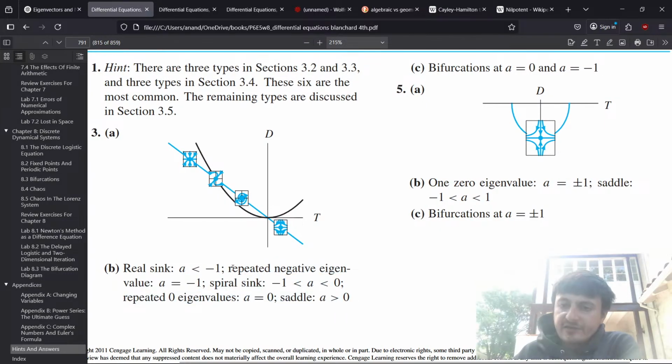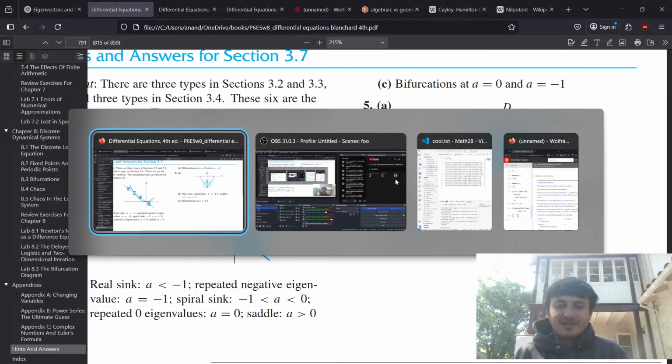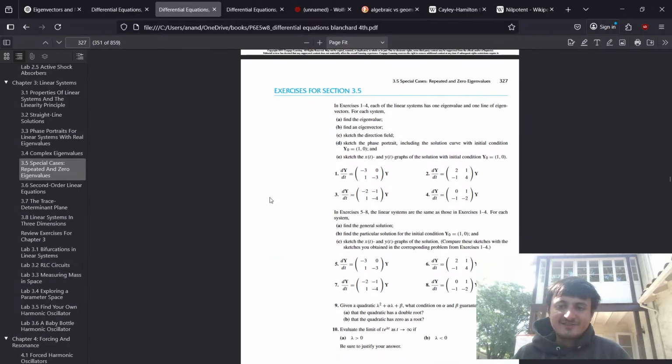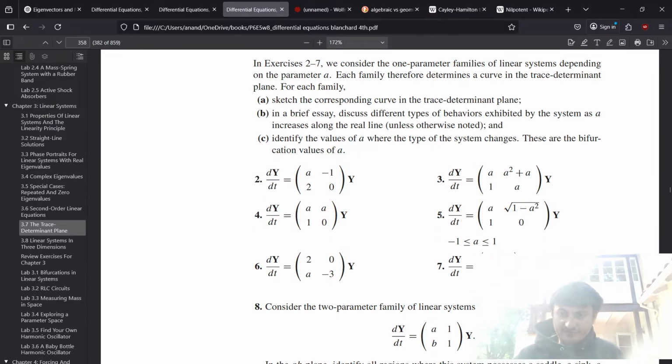Oh, they also showed the A values. I didn't show the A values. And then you get bifurcations at 0 and minus 1. Yep. Nice. That's cool, man. I love this stuff. This stuff is fun. All right. We can just move on to 5 now.